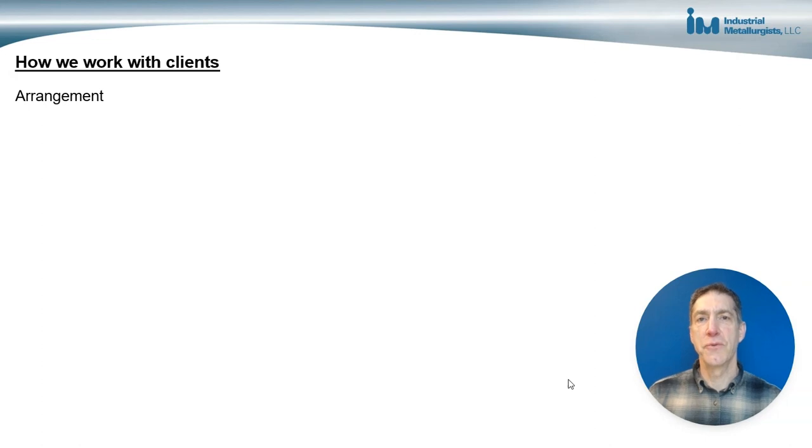So I want to talk about how we work with clients. So we have a few different arrangements for working with clients. The first is a project-based arrangement. This is when a client has a very specific project and they need help. Typically, we will quote a flat rate for up to 6 hours of engineering time. And then if any additional engineering time is required, we will provide a quote for that work.